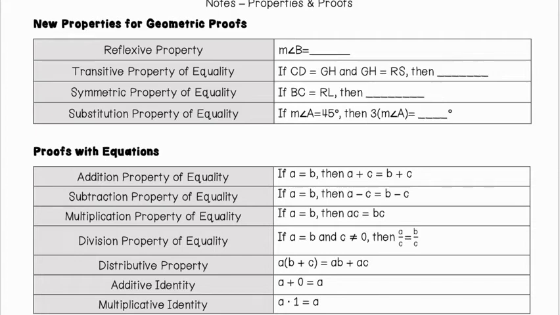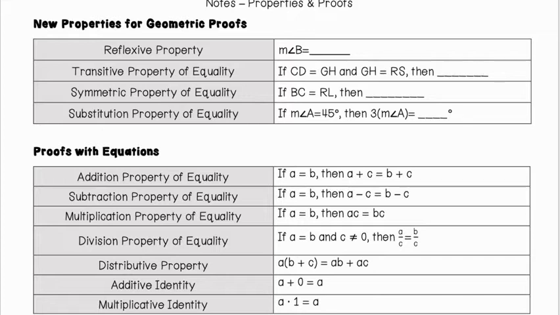In this video, we'll be looking at our notes for properties and proofs. So we're going to start off by looking at some properties that we'll use in geometric proofs. We're going to look at some properties we'll use with proofs for equations. We're actually going to try some equation proofs, and then we're going to do a couple geometric proofs using segments and angles since we've started covering those so far this year.